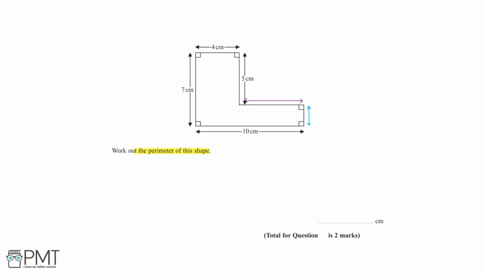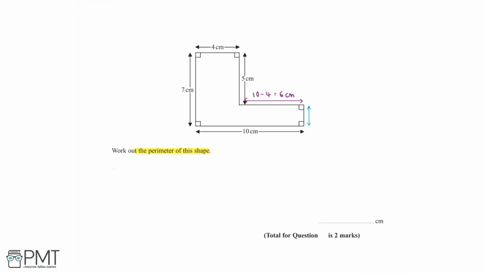We can see that the total horizontal length is equal to 10 centimeters. We know that the length of 4 centimeters plus this purple length must be equal to the total horizontal length of 10 centimeters. And so we can say that this purple length is equal to 10 centimeters, take away 4 centimeters, which is equal to 6 centimeters.